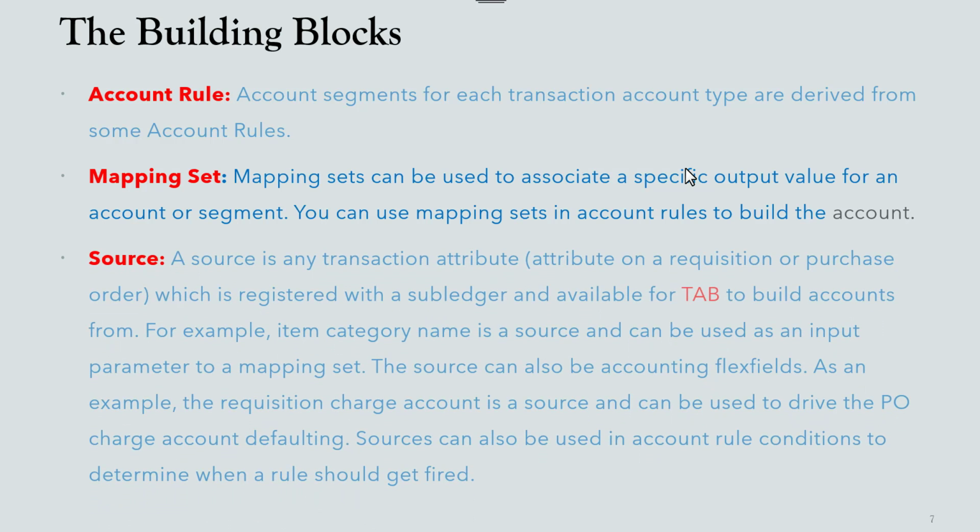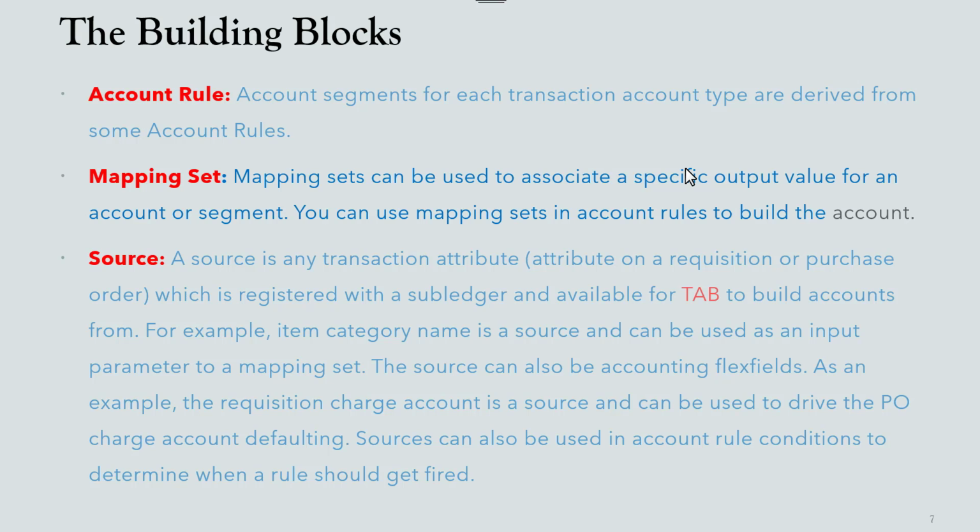Next one is a source. Source is any transaction attribute on requisition or purchase order that is registered with a subledger and available for the TAT transaction accounting builder to build accounts from. For example, item category name is a source and can be used as an input parameter to a mapping set. The source can also be an accounting flex field. As an example, requisition charge account is a source and can be used to derive the PO charge account defaulting.